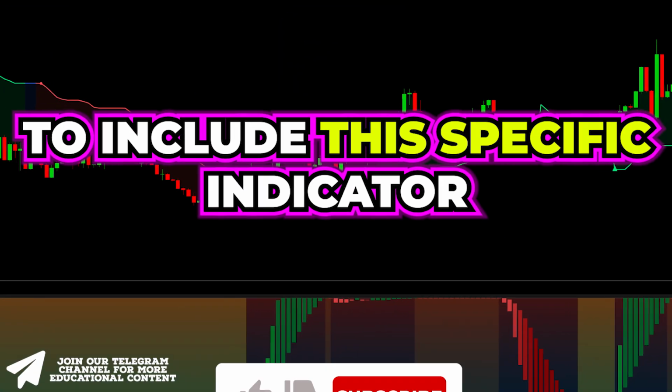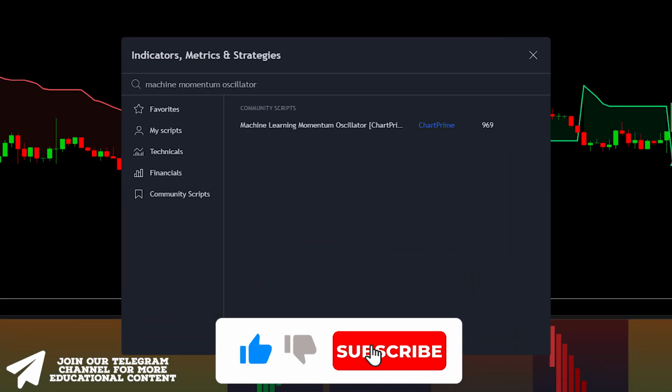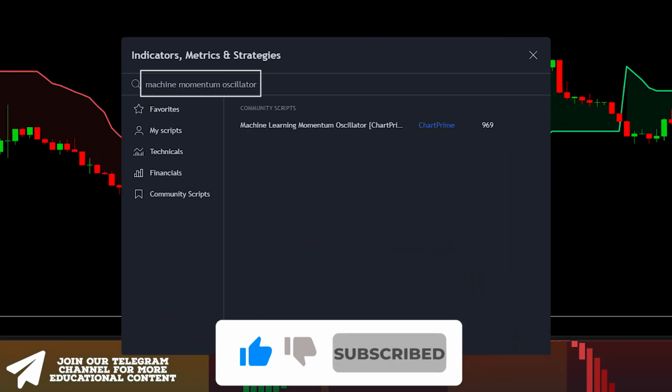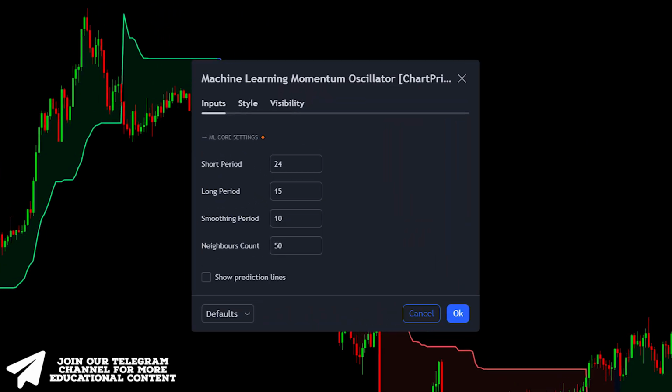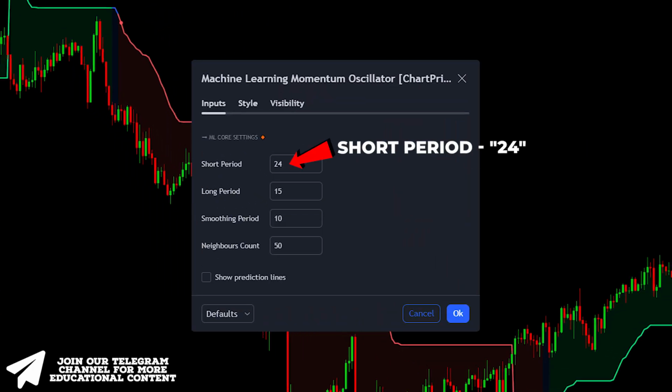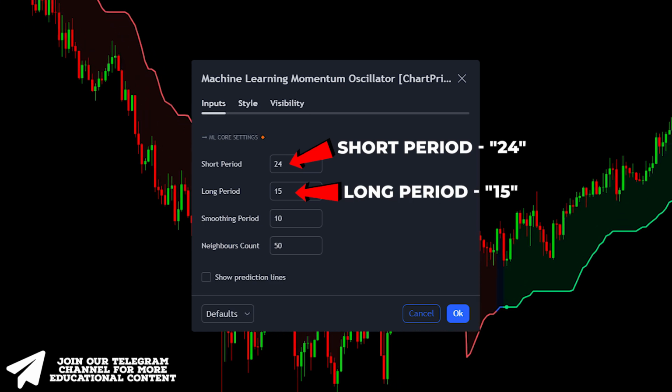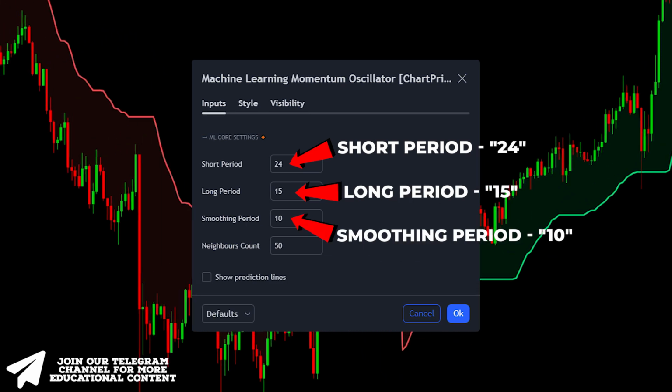So, to include this specific indicator, go to the Indicators tab, search for the Machine Momentum Oscillator, and click on this one. In the next step, open the Inputs tab, decrease the short period to 24, increase the long period to 15, and configure the smoothing period at 10.